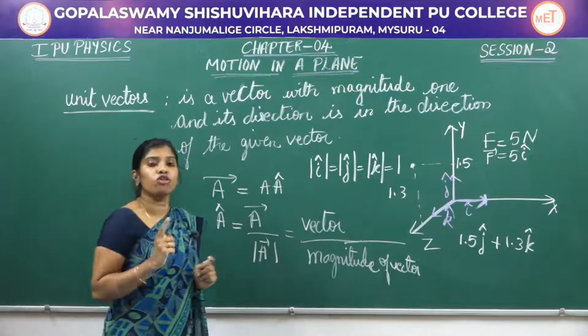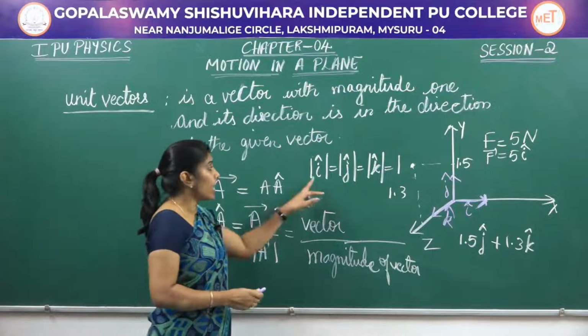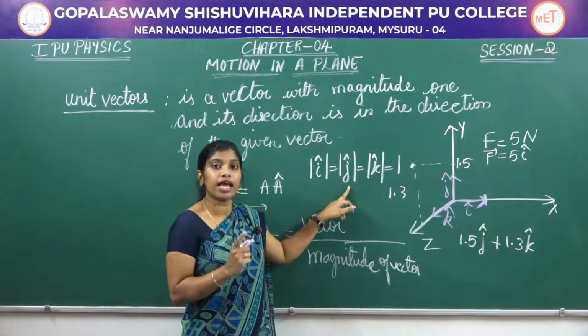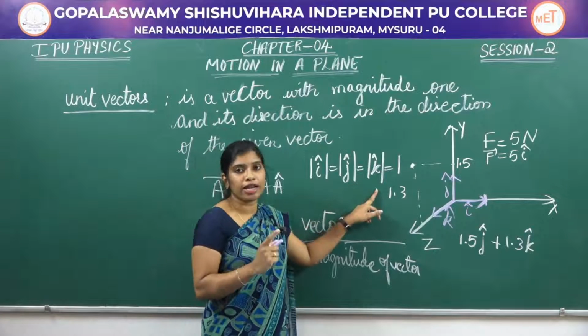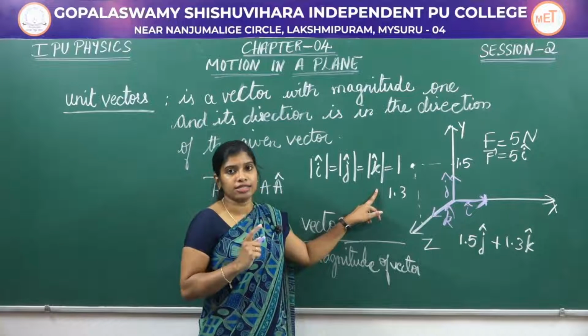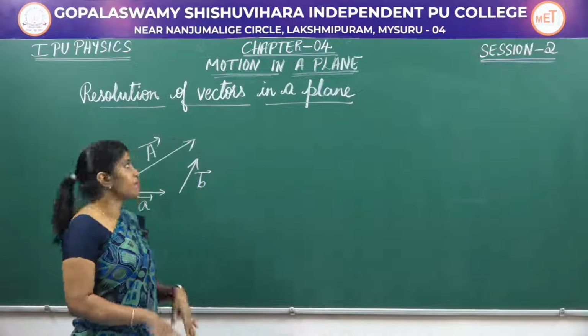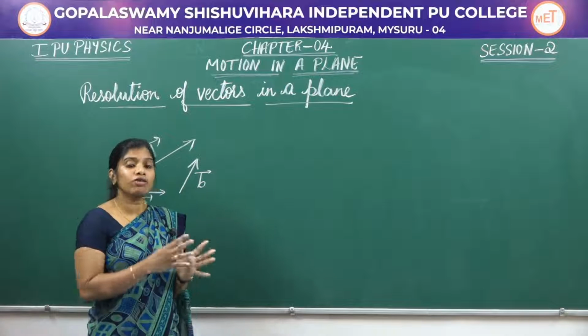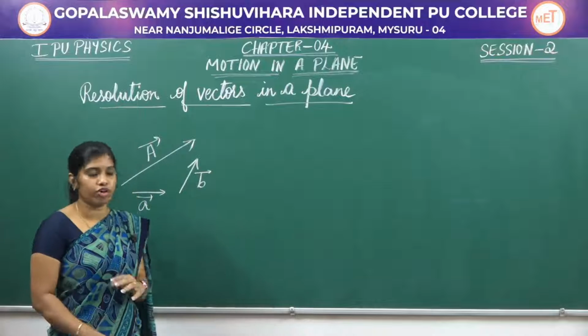Its magnitude is always equal to 1. i cap directs in the direction of the x-axis, j cap in the direction of the y-axis, k cap in the direction of the z-axis. And today we are going to discuss the resolution of vectors. It's a very important topic. Now let us see what resolution of a vector is.